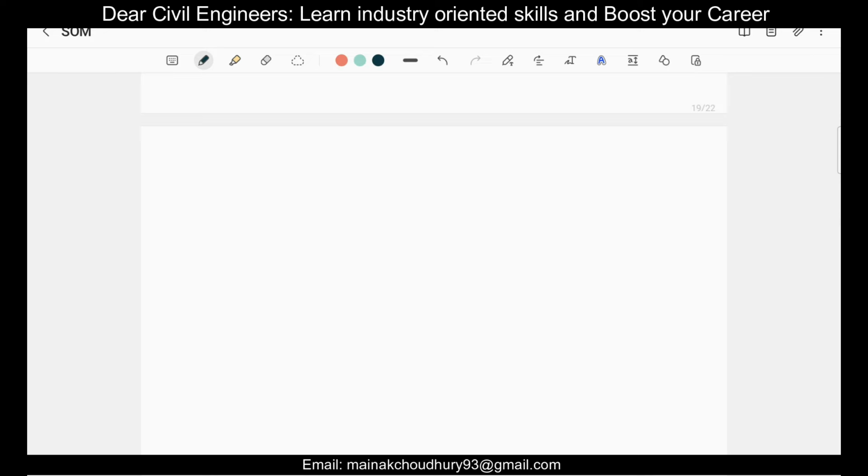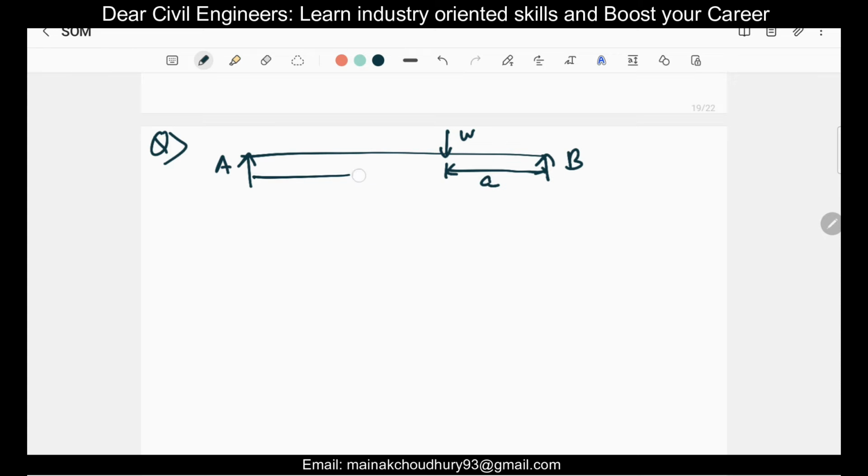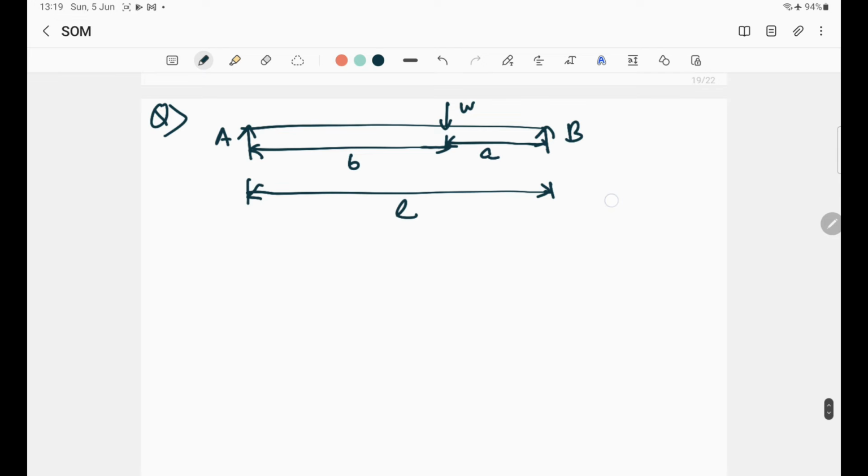So the next question we will see and solve is of the simply supported type. The simply supported questions are a little bit different. The main difference is that you have to find out the reactions whenever you see a simply supported beam. Let it be A and let it be B. A point load of W is acting on this particular simply supported beam in the span AB. The total length of AB is L and it is divided into two parts, A and B.